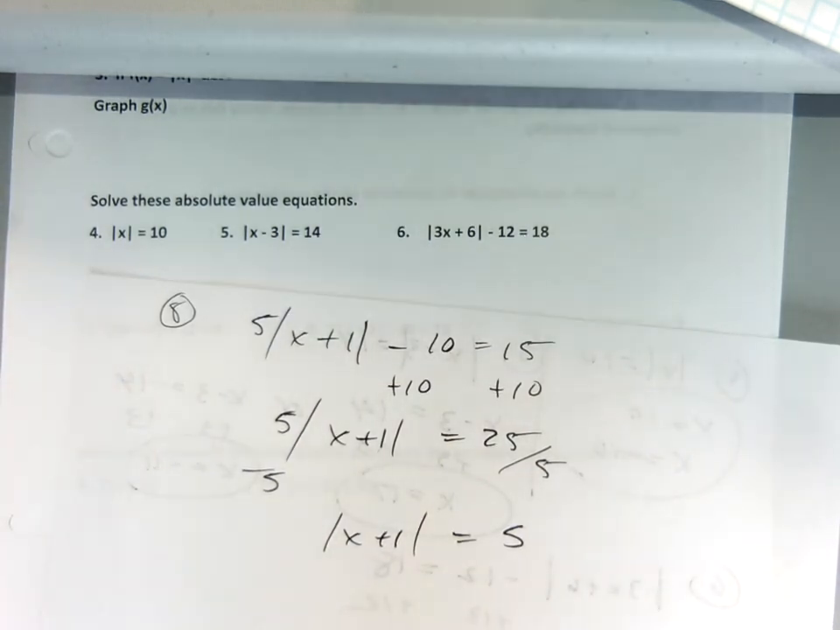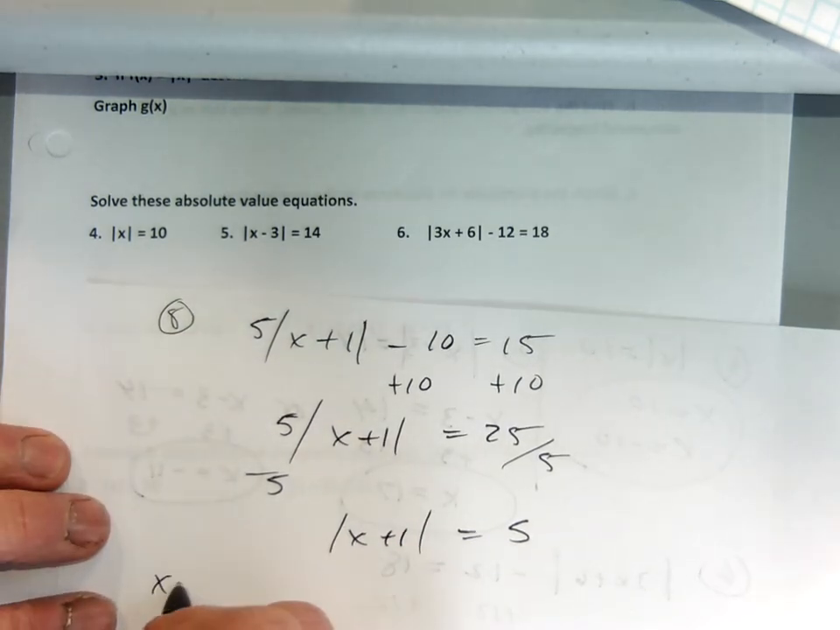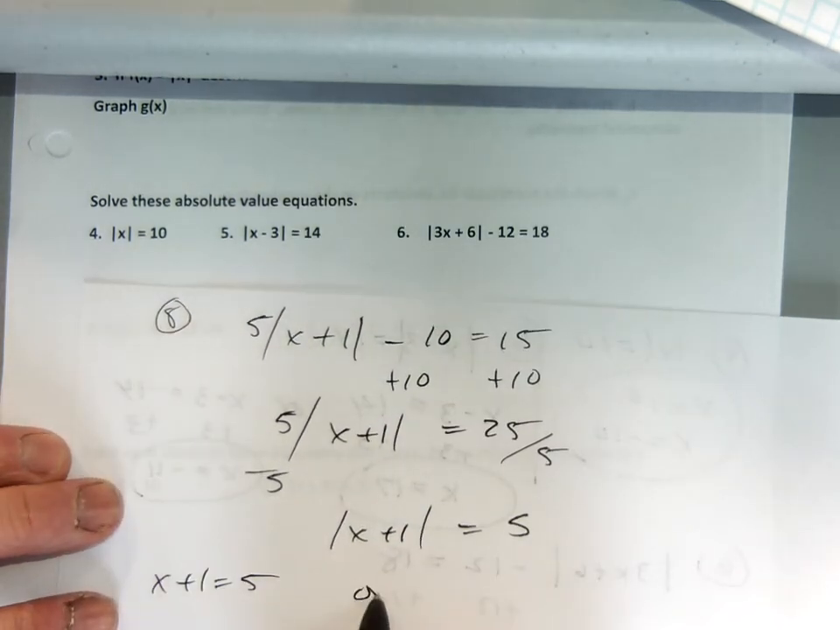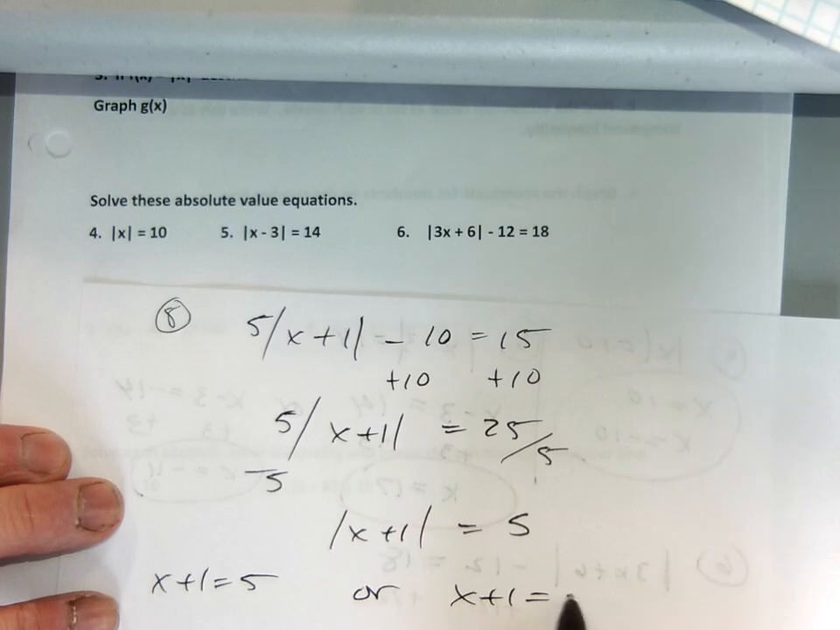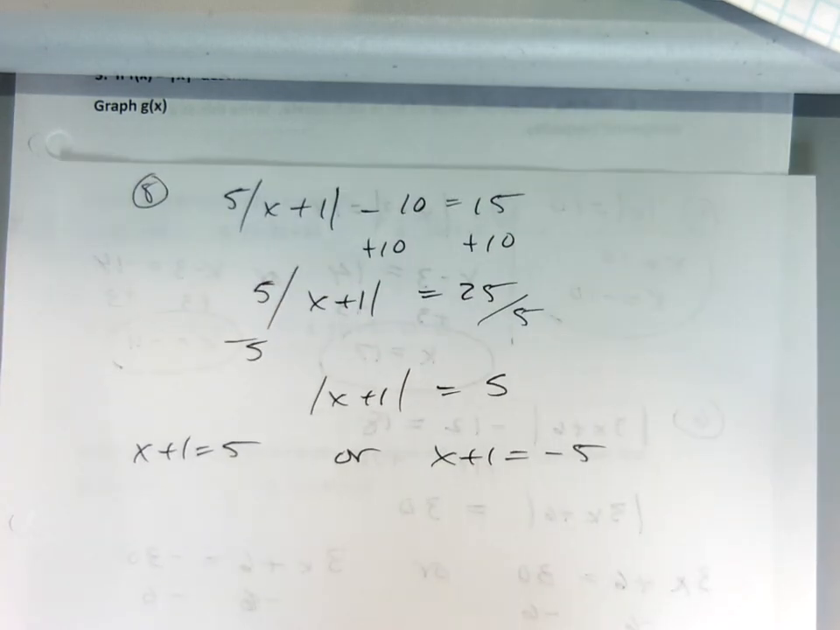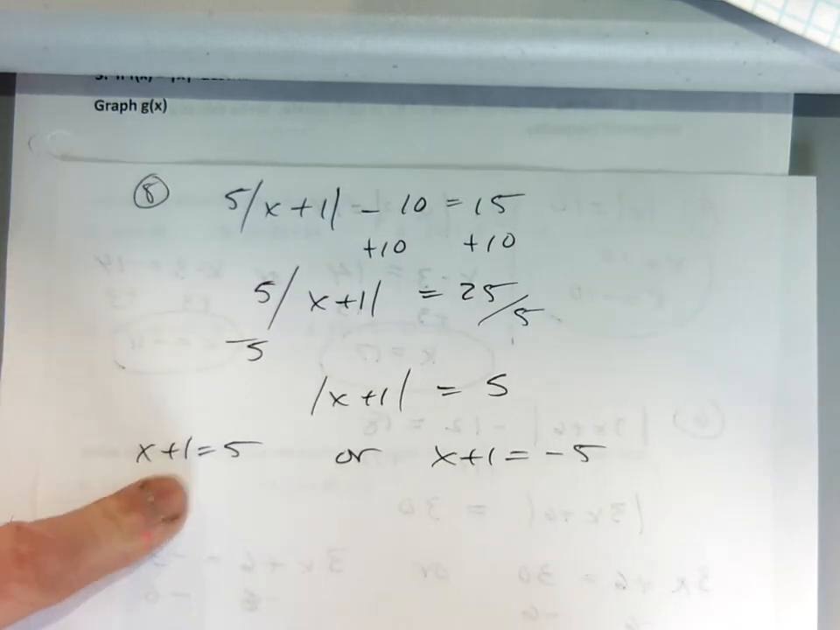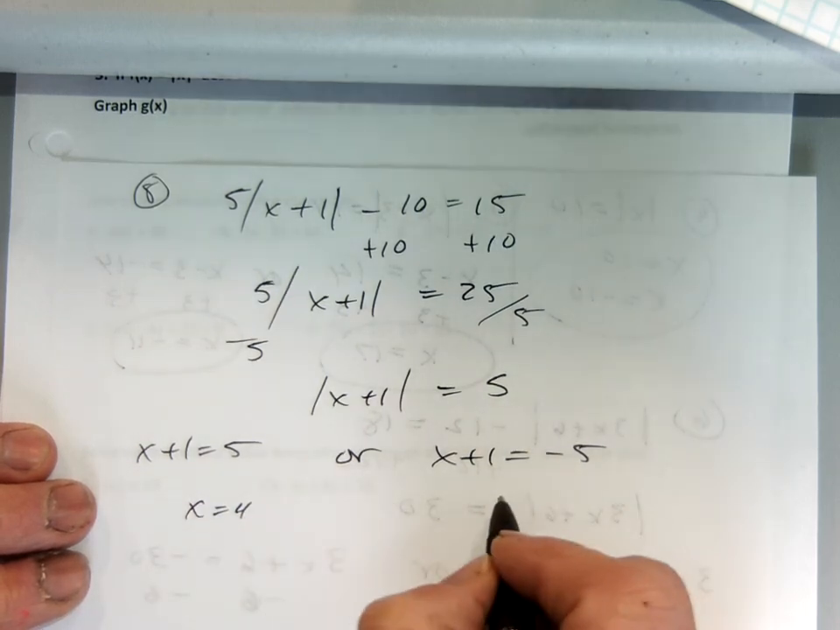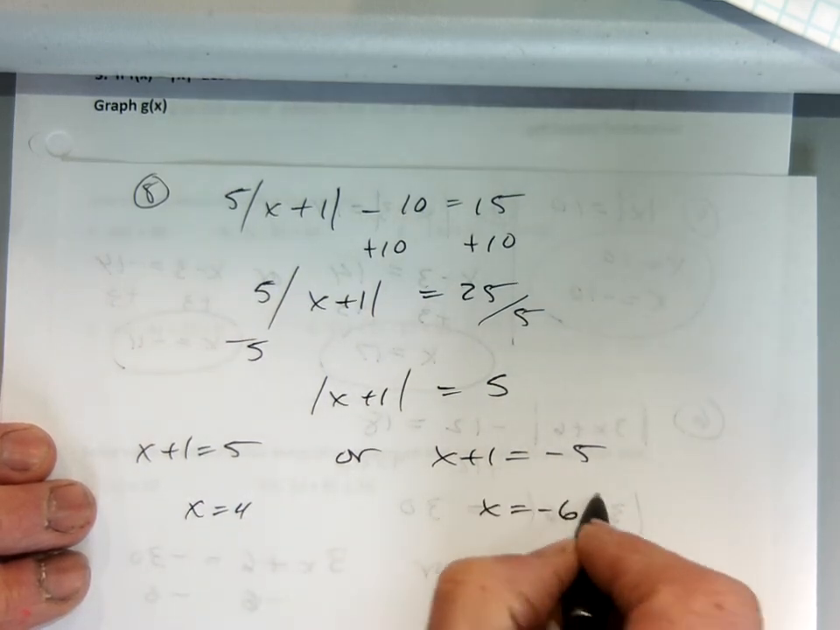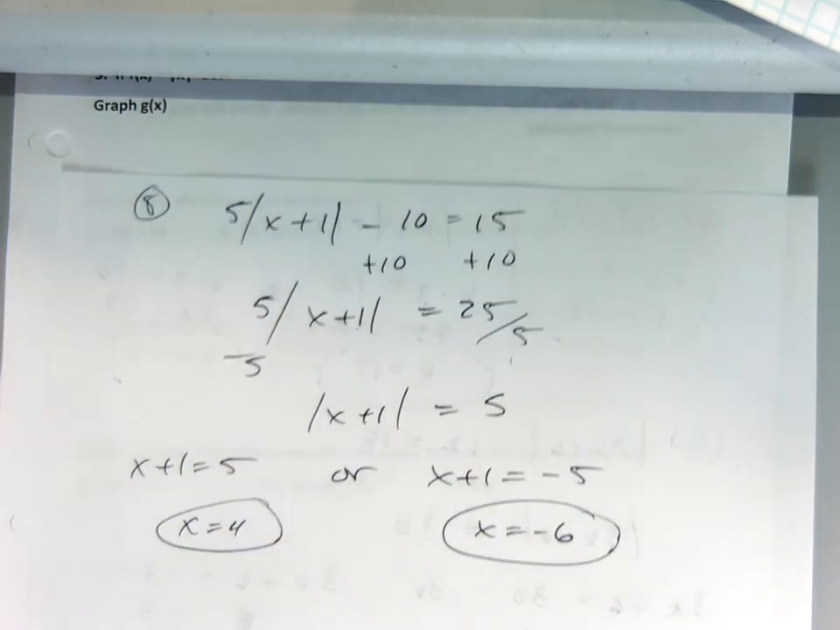And now I need my two equations. Okay, equation 1 is x plus 1 equals 5, or x plus 1 equals the negative 5, right? And then I'll just solve. Minus 1, x equals 4. Minus 1, x equals negative 6. Okay, those are my two answers. Okay, good.